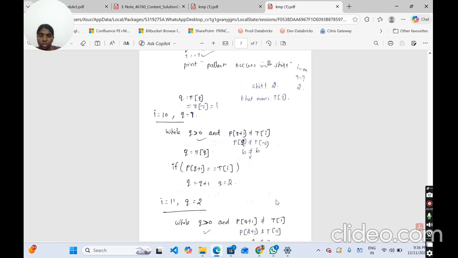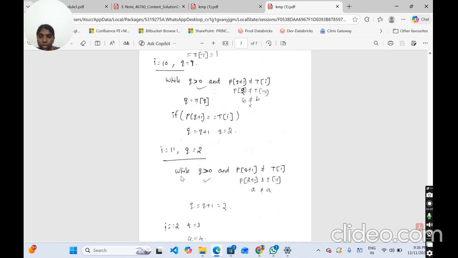Likewise, if our given text goes up to i equal to 15, and we solve for 15 iterations, then instead of writing code for all the iterations, we can say: if it is matching, q equal to q plus 1. If the pattern and the given text t of i are not matching, then q equal to pi of q.